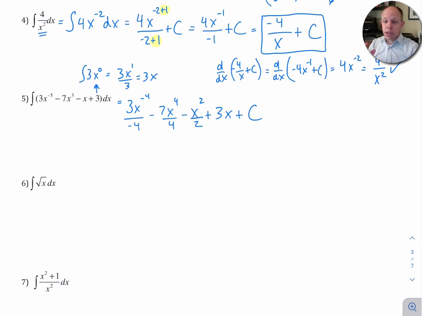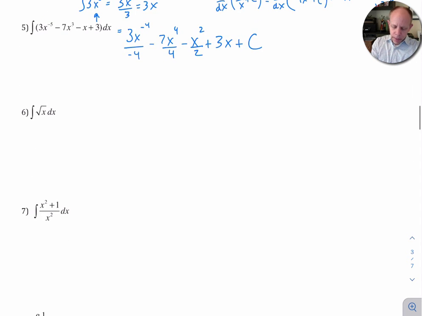All right, let's take a look at number 6. This will also work for radicals. Okay, again, we just have to rewrite this as x to the 1/2 power with respect to x. And so now when we take that antiderivative, we can add 1 to 1/2 and get 3/2. Divide by that new exponent, so divide by 3/2.